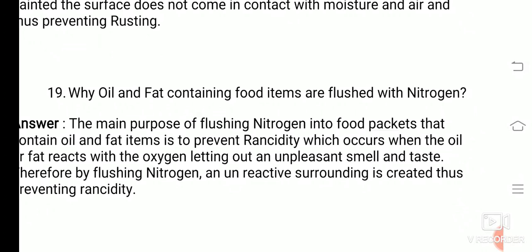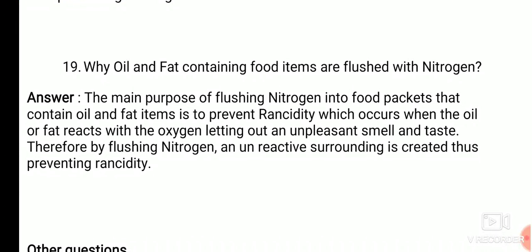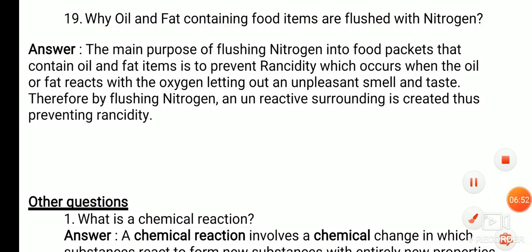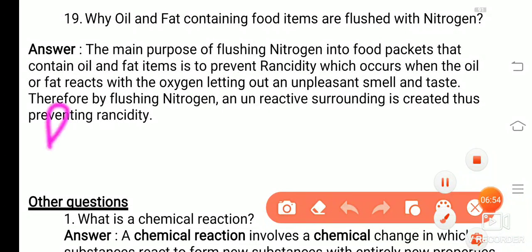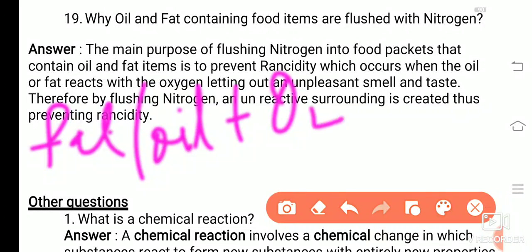Now the next question is, why are oil and fat containing food items flushed with nitrogen? See, the main purpose of flushing nitrogen into a food packet that contains oil and fat items is to prevent rancidity. Now what is rancidity? Rancidity is when fat or oil reacts with oxygen. That means oxidation of fats and oils is called rancidity.